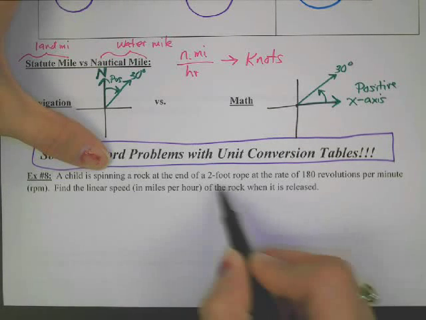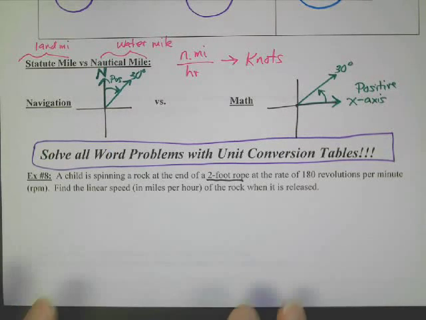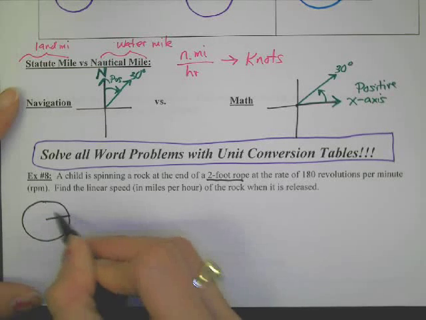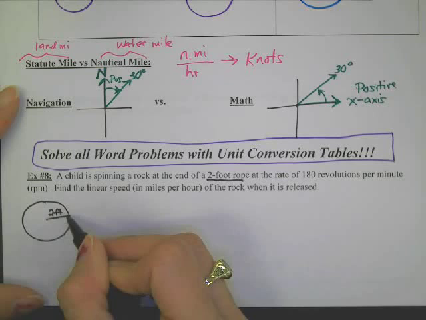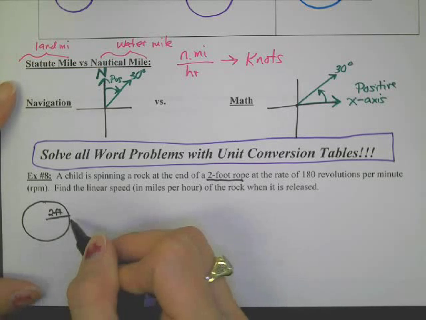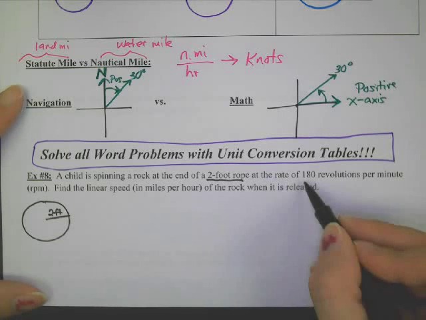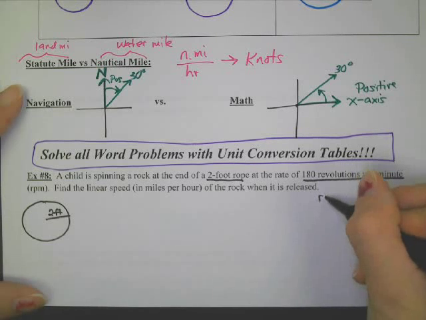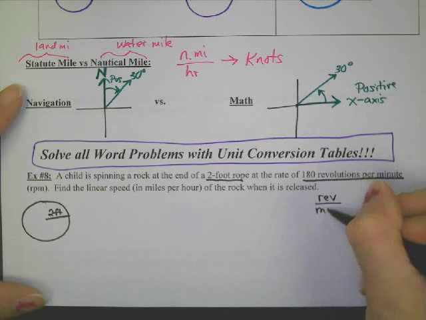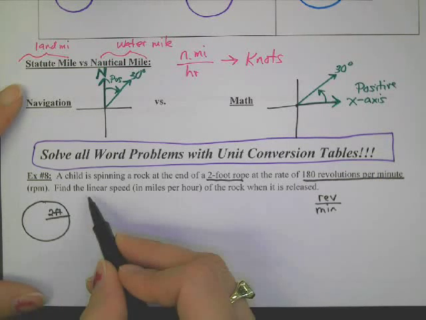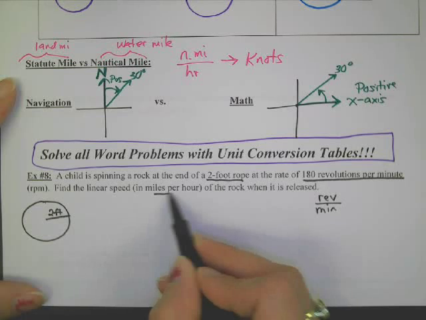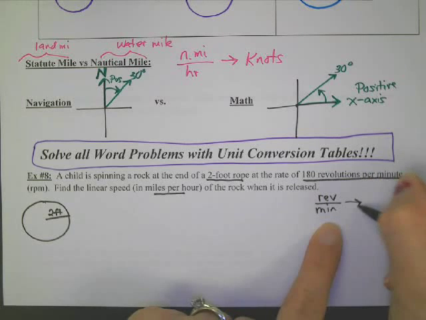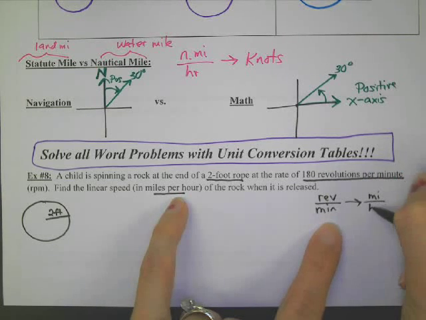A child is spinning a rock at the end of a 2-foot rope. So the first thing I always need you to do is draw a circle. We have a rope that's 2 feet long, and then he's spinning it round and round. Okay, so that's our circle. And the rate is 180 revolutions per minute. So we have a problem here where we're given revolutions per minute. And we have to find the linear speed in miles per hour. So our goal here is to change revs per minute into miles per hour.